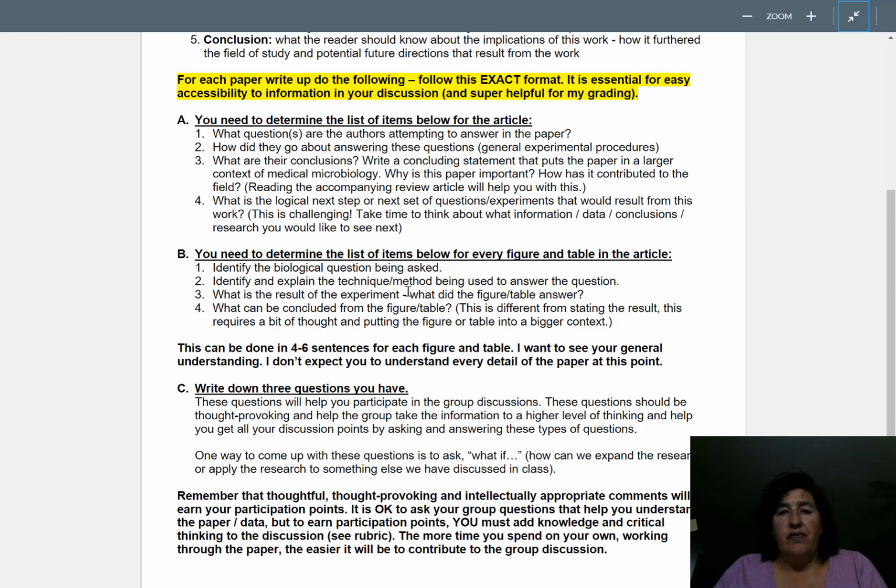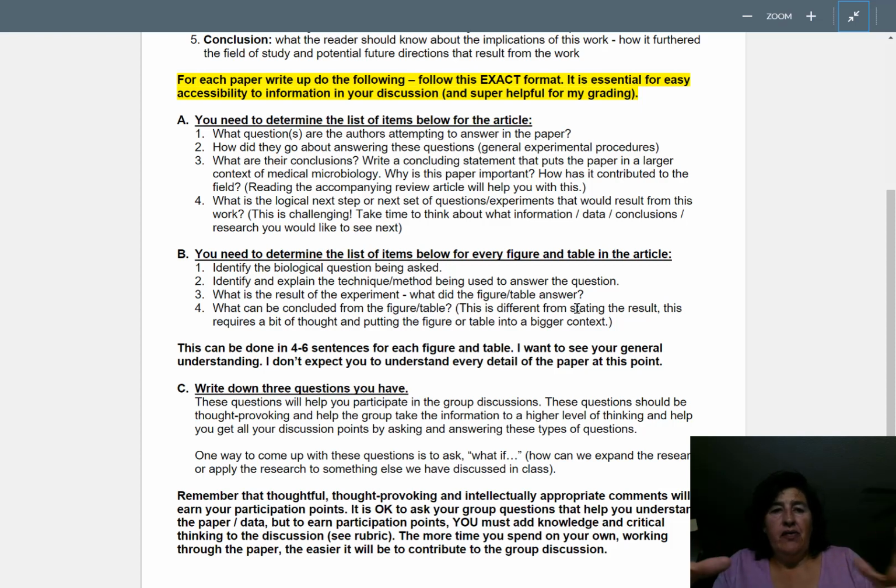What is the result of the experiment? Give me the take-home message. And what can be concluded? Again, this is different than the result. So the result might be that the mouse showed no change in behavior. Well, what does that mean? What's the conclusion? Put it into some context.